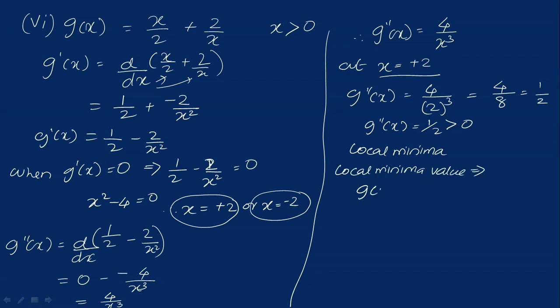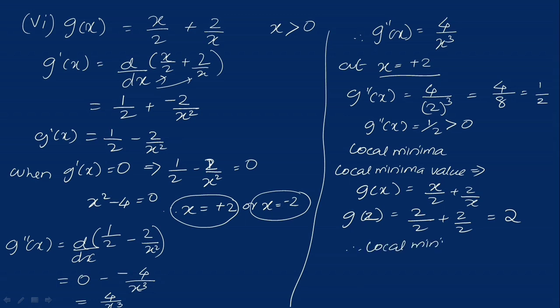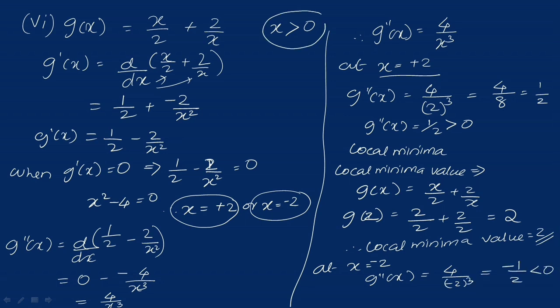That is g of x is equal to x by 2 plus 2 by x, applying in that equation. So g of 2, that is 2 by 2 plus 2 by 2, that is 2. So we have the local minima value is equal to 2. Now at x equal to minus 2, we have g double dash of minus 2, that is 4 by x cube, right? 4 by minus 2 whole cube, that is minus 1 by 2, which is less than 0. But in the question, we have said that x should be greater than 0. So there is no possible value here.